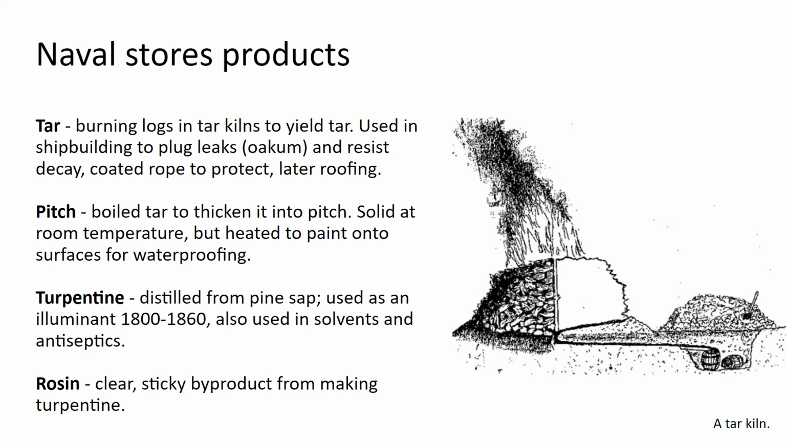You can boil the tar down to thicken it into pitch, which makes it solid at room temperature. And then you can paint it onto surfaces to use for waterproofing. So this is also used very frequently in wood and shipbuilding. The turpentine industry was an entirely different industry. I've just been reading Larry Earley's book on looking for longleaf. And so this was used as a fuel source for illumination from 1800 to about 1860, when it was replaced with kerosene. And that was also used as a solvent and an antiseptic. And then finally, we have rosin, which is a kind of sticky byproduct from making turpentine.